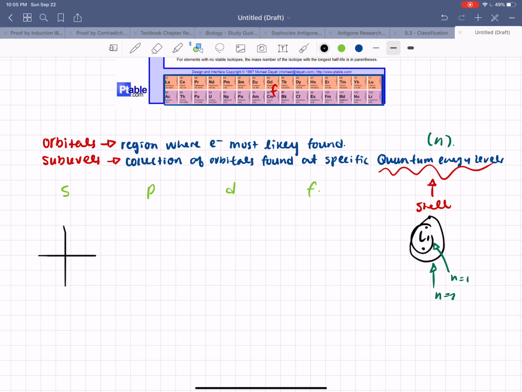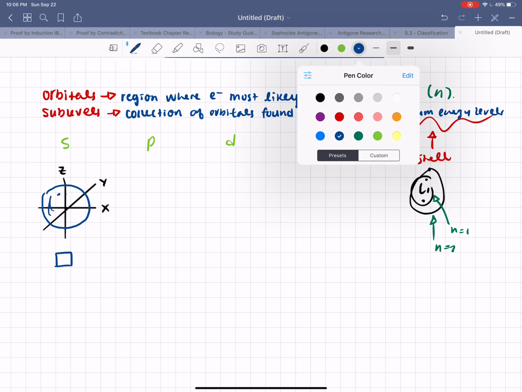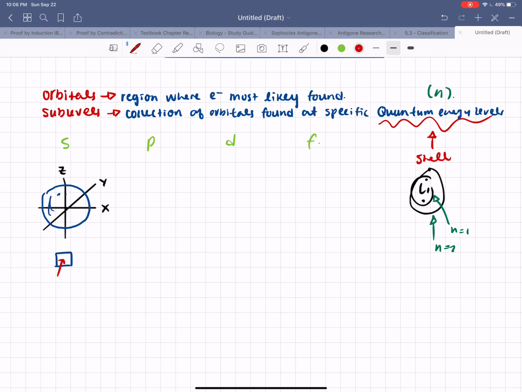So if I drew a 3D Cartesian plane, where this is Z, this is Y, and this is X. So that's our 3D Cartesian plane, okay? If I just copy that, this is what an s sublevel looks like. It's a sphere. And the s sublevel only has one orbital, okay? And that orbital can be denoted by a box, and this box is an orbital.